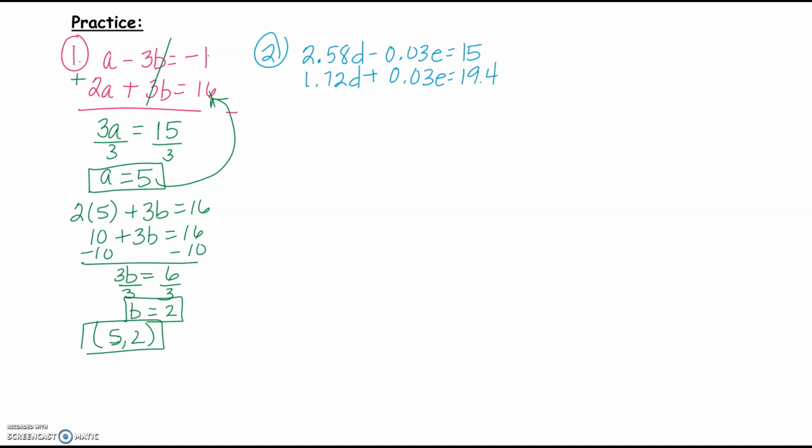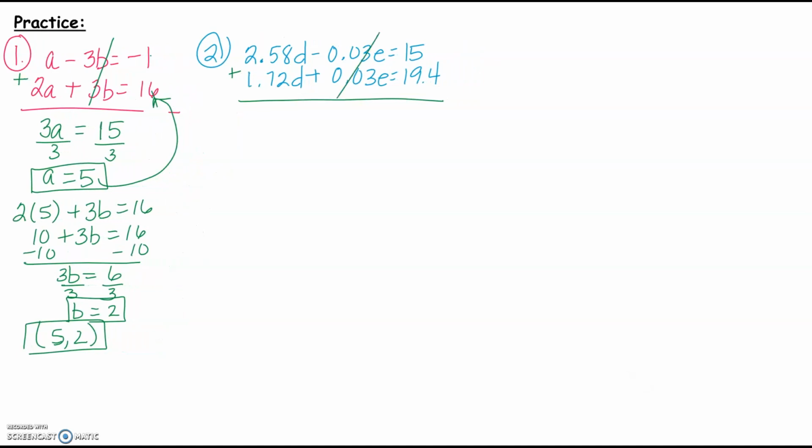So again, to use elimination, I'm trying to get rid of one of the variables. If I look at the coefficients in front of my e, I see I have opposite operations and the same coefficient. Again, I can add these. When I add these, I eliminate e, and I'm left with 4.30d equals 34.4. Okay, since I don't have a calculator in front of me, I'm just going to multiply this through by 10, and I get 43.